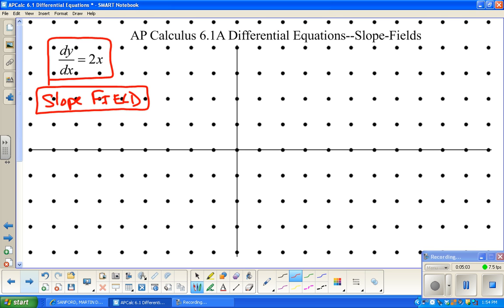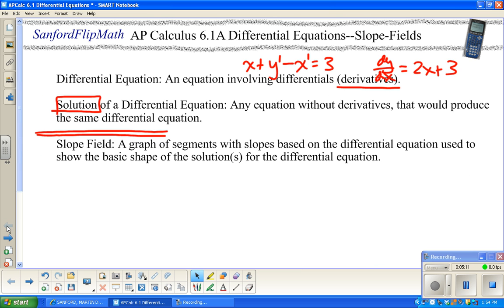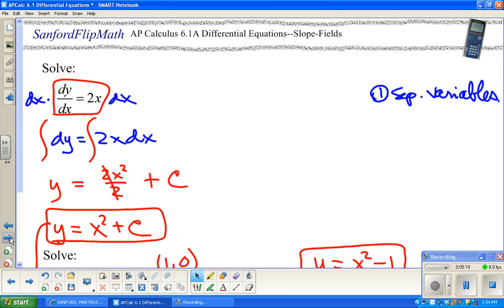Sometimes it's just downright ugly. Okay, so we're going to do what we refer to as a slope field. And again, a slope field is a graph of segments with slopes that are based on the differential equation used to show the basic shape of what that original function would have been.